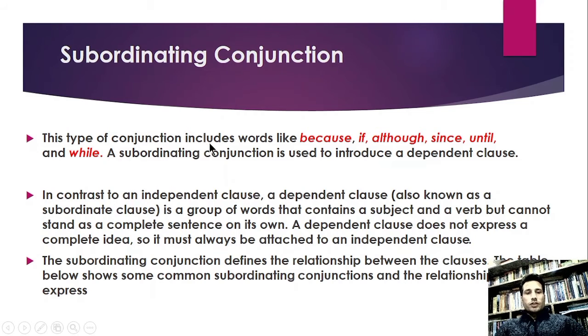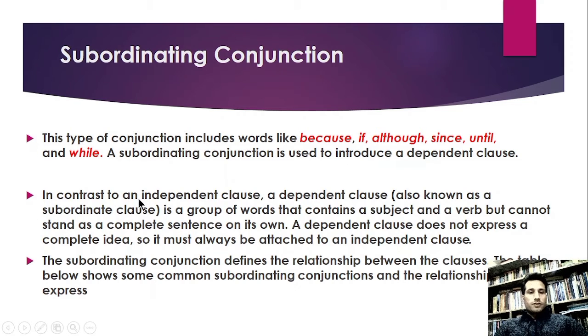This type of conjunction includes words like because, if, although, since, until, and while, etc. A subordinating conjunction is used to introduce a dependent clause. Remember, whenever we have a subordinating conjunction, it is followed by a dependent clause. That subordinating conjunction makes a clause dependent. We may have an independent clause, but when we bring a subordinating conjunction, that independent clause becomes dependent or subordinate.